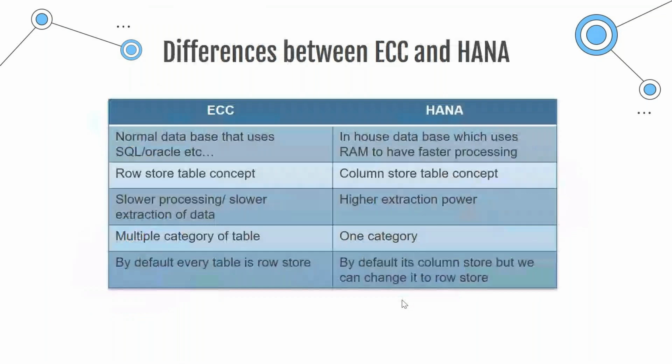Okay, moving on, we'll understand the differences between ECC and HANA database. First, ECC normally uses third-party databases. There might be a few clients who use a HANA database in an ECC system, but it is very rare. There might be a few projects that use it, but mostly they'll use a third-party database only. It could be SQL, Oracle, or any third-party database provider.